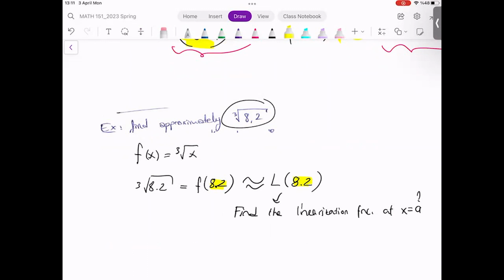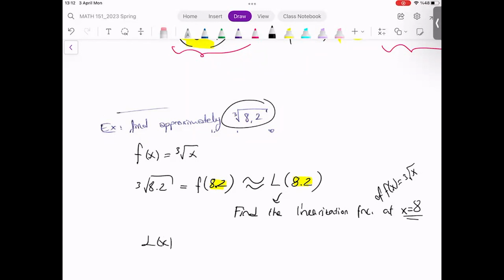The closest integer to 8.2 is obviously 8. Okay, thank you. So you will construct the linearization function of f of x, which is given as the cube root of x at the point 8. Let's do that, okay?